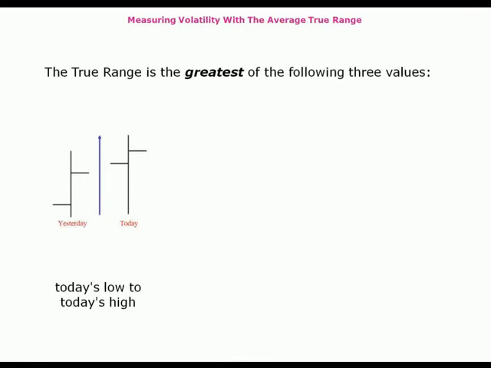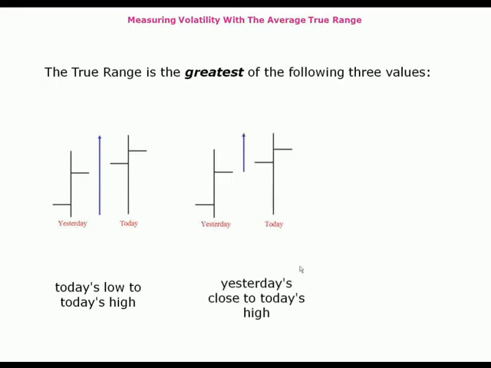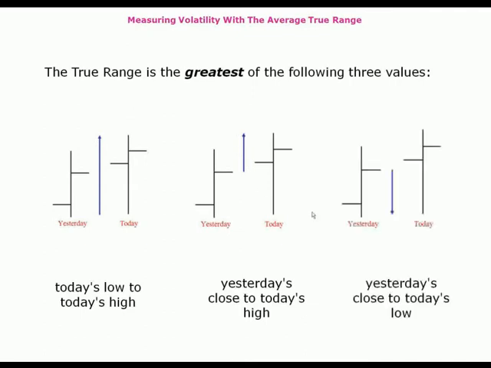Now the true range is the greatest of the following 3 values: today's low to today's high, or yesterday's close to today's high, or yesterday's close to today's low. So once we've determined which is the greatest of these 3 values, that actually gives us the true range for the particular day that we're examining.